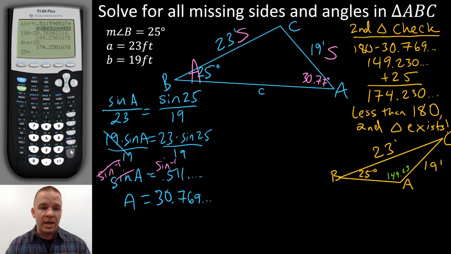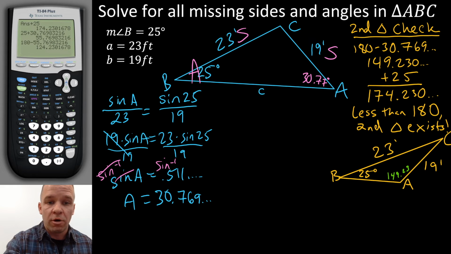Boom, right up there. Hit enter. So I can add those two together. And if I take 180 minus that, 180 minus the 55.769, then that will give me my third angle of this blue triangle, which is 124.23 degrees.